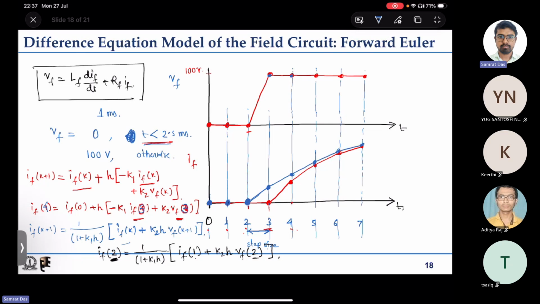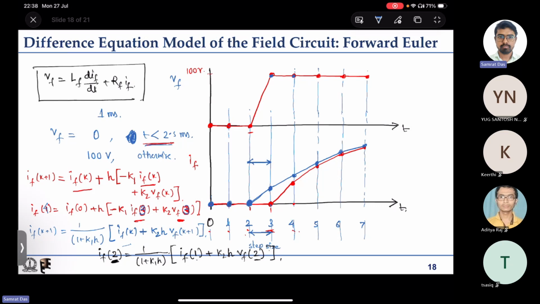So you can see what is the impact of solving with forward Euler and backward Euler, or more specifically implicit methods and explicit methods, because explicit methods use previous instant values, previous instant input values also. So there is actually a delay between where the voltage starts rising and current starts rising. There is a delay between the two.